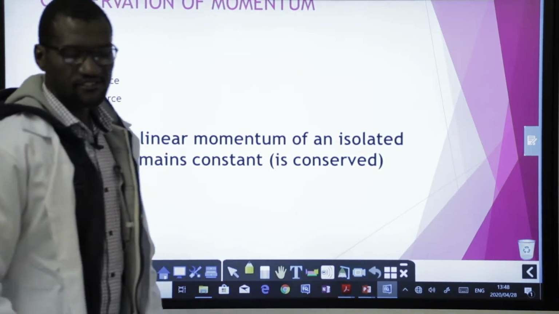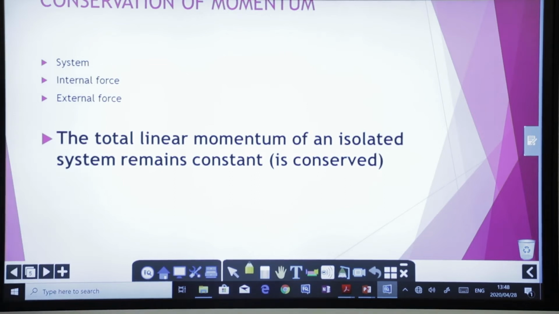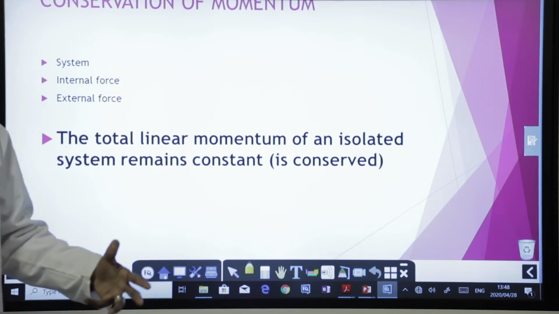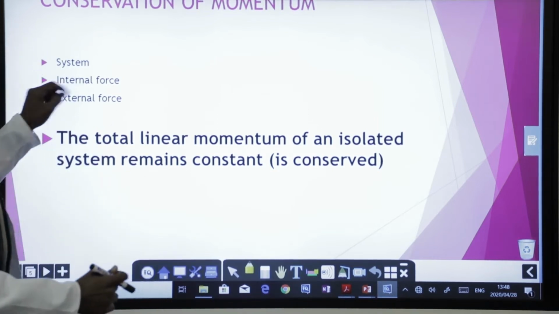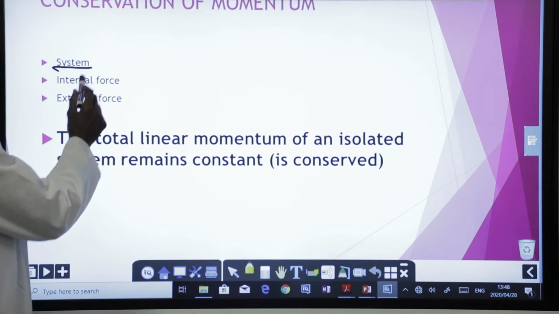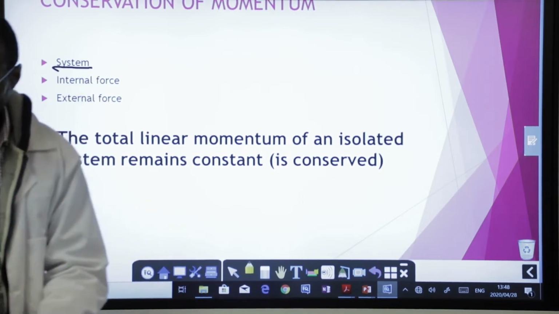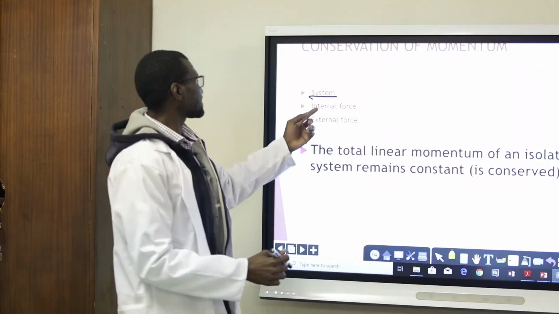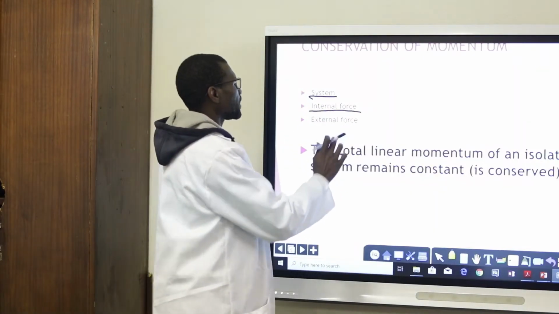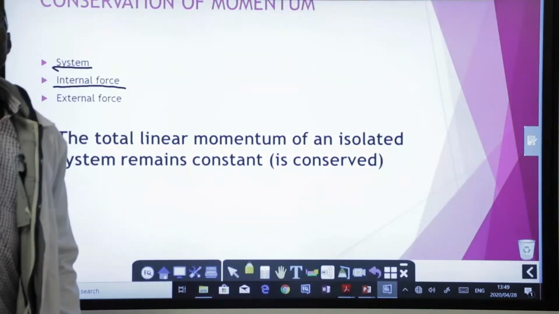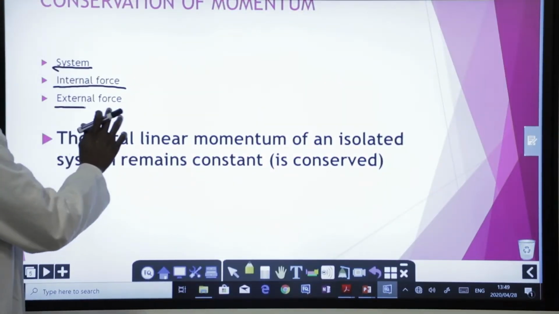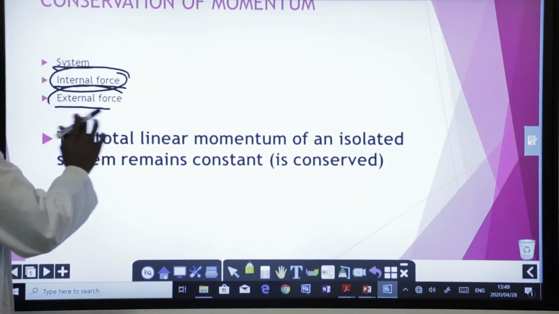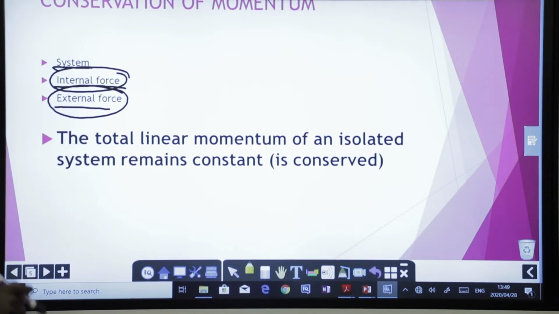Another very important aspect required in our calculations is conservation of momentum. When something is conserved, it means it's kept, right? We need to know these words. System. A system could be one or two things that are joined together, or more, they form a system. We need to know this word external force, which is forces that are outside. Internal forces are forces inside, external forces are forces outside.